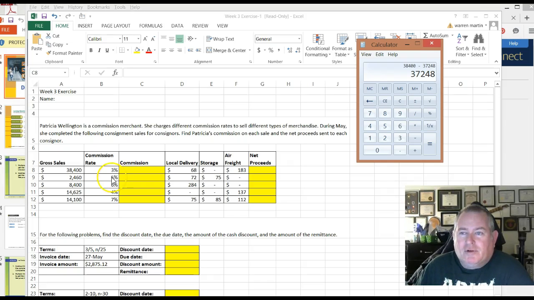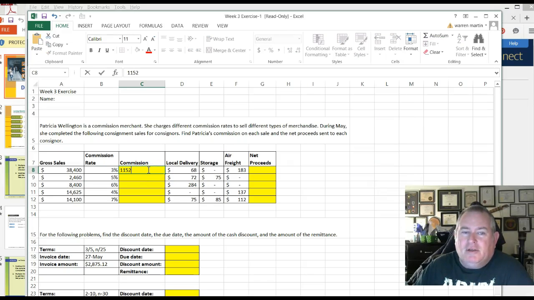And that maybe did not work. Let me back up. Let me clear it. Where's my clear button? Alright, so 38,400 minus 97%. And that didn't do what I wanted it to do. Okay, there it is. Equals 1152. So that's your answer, 1152.